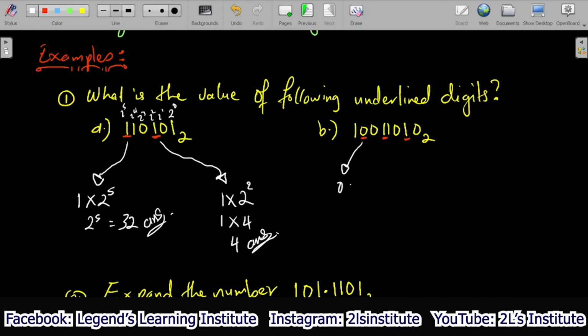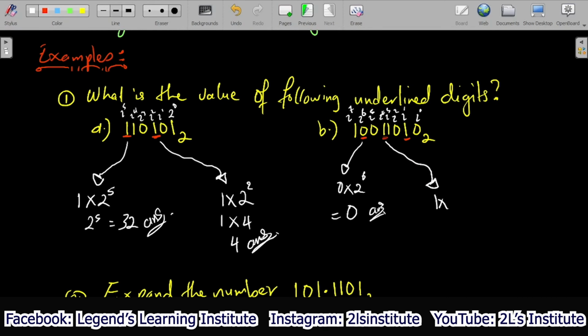So that would be 0 times 2 to the power of, well, let's see, this is 2 to the power of 0, 2 to the power of 1, 2 squared, right? 2 cubed, 2 to the power of 4, 2 to the power of 5, 2 to the power of 6, 2 to the power of 7, right? So this 0 here is in the 2 to the power of 6 place, so that's 0 times 2 to the power of 6, and 0 times any number is 0, so the value of that 0 there is 0. Okay, and that's the answer there.